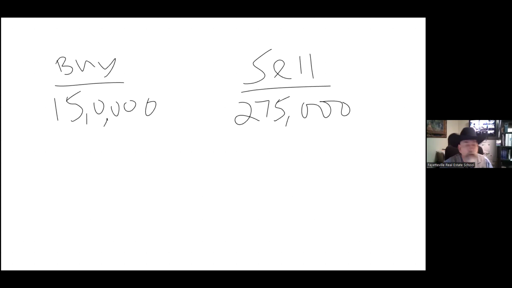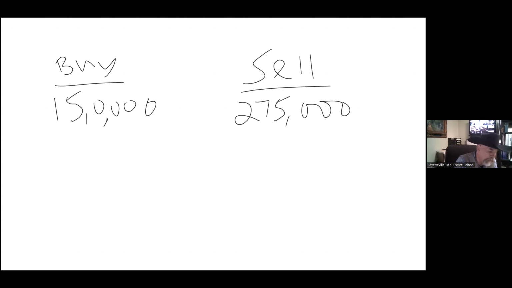And now that's all the numbers we need with the buy and the sell for a profit percent, because we do the same formula. New 275,000 minus the old 150,000 divided by the old 150,000 times 100. So let's take our calculator.